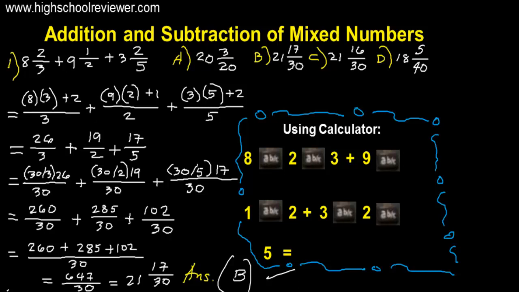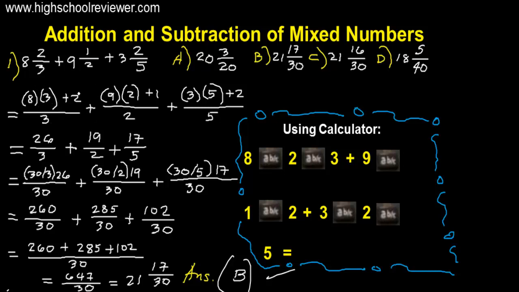Here now are the answers to our exercises about addition and subtraction of mixed numbers. Here is our given problem: 8 and 2/3 plus 9 and 1/2 plus 3 and 2/5. Here are the different choices. And for our solution, first we need to convert mixed numbers to improper fractions.